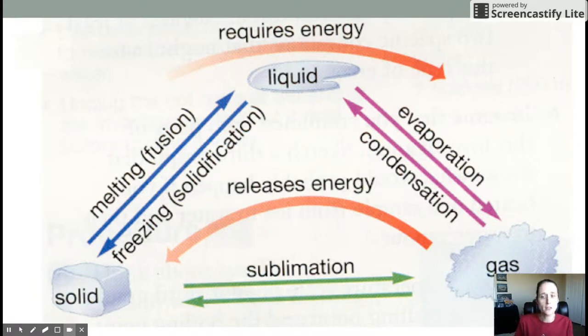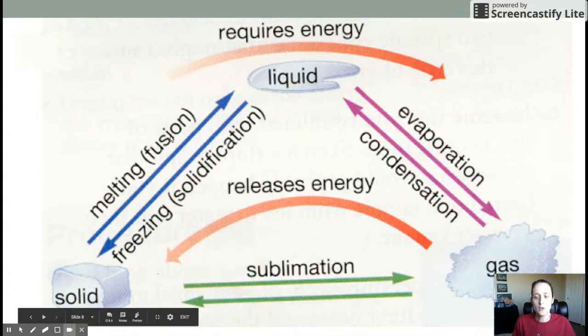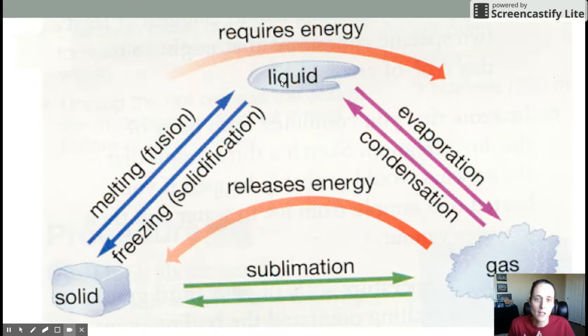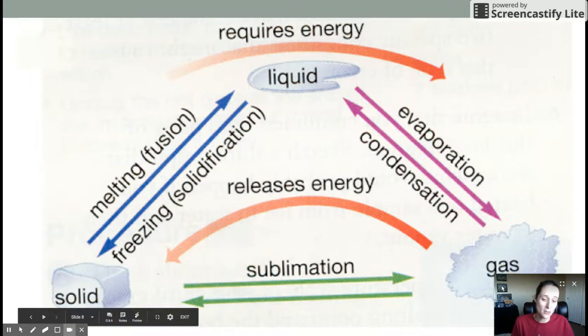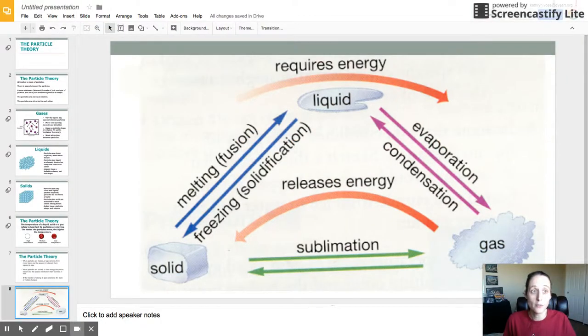And if you follow those arrows, when you're going from a solid to a liquid, you melt, so you're gaining energy. When you're going liquid to a gas, you're gaining energy. But when you go from a gas back to a liquid, you're releasing energy, you're losing energy. And if you go from a solid to a gas, that's called sublimation. And it's a really cool thing that you can see with dry ice, which is something I know you guys really want to do. And if we have time, we will definitely do it.